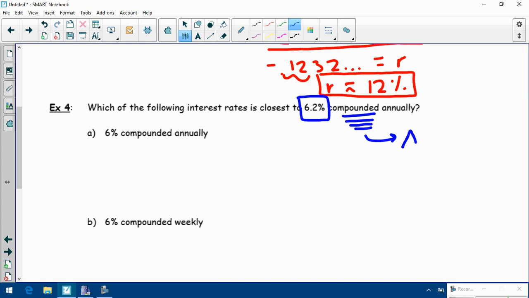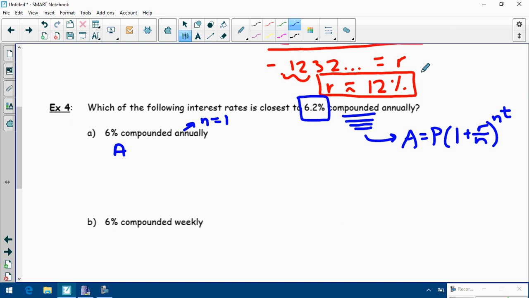Hopefully you remember A equals P times (1 plus r over n) raised to the nt. It's pretty much the same as the other formula that we've been using, except what's n? n is the number of compoundings per year. So if I've got 6% compounded annually, annually means n would be what? n would be 1. So I don't really need to use this formula. I could use my other one, because if n is 1, this is just over 1.